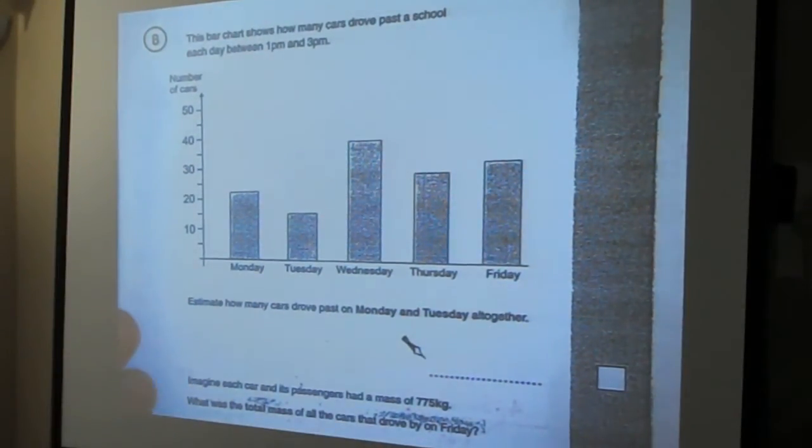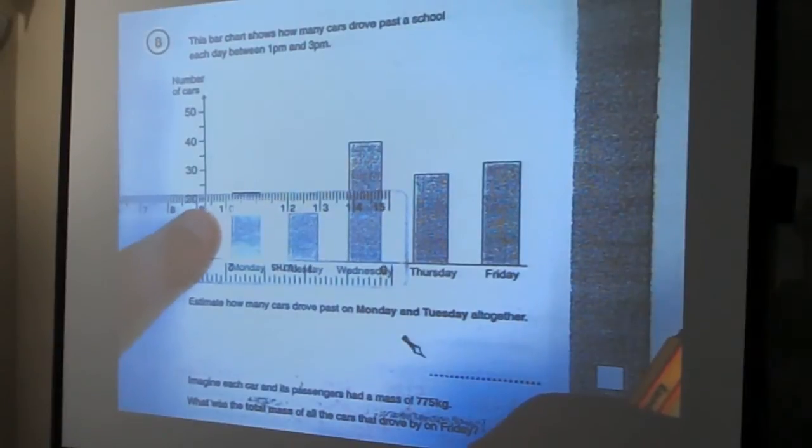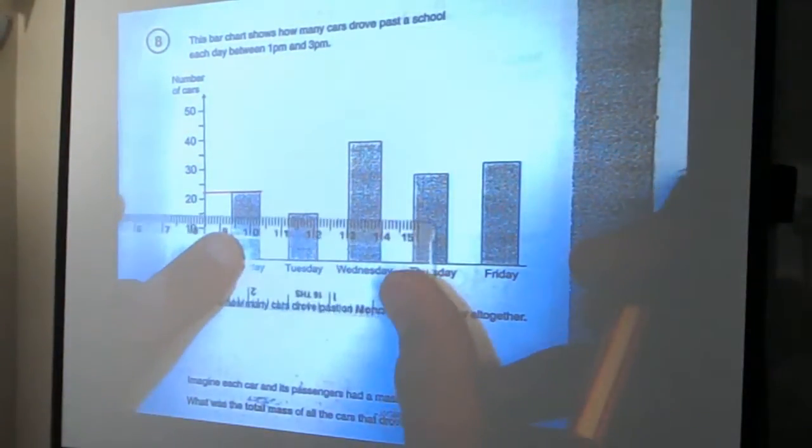Okay, question number 8. This bar chart shows how many cars drove past a school each day between 1 and 3. Estimate how many cars drove past on Monday and Tuesday altogether. So on Monday, did you guys use your ruler to go across? Monday and Tuesday.